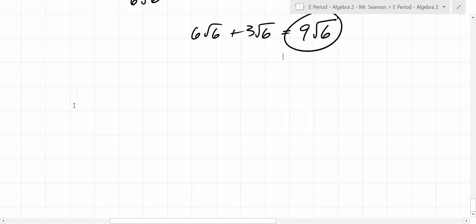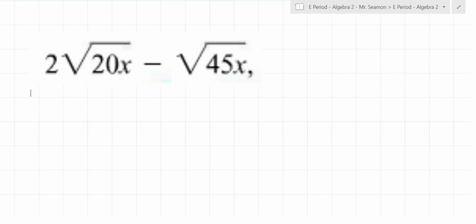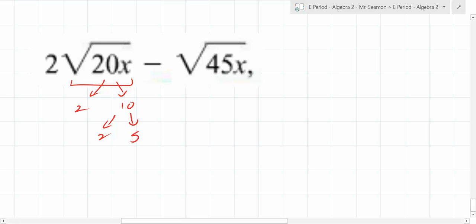So on this one, do we have just apples? Yeah, we don't. What's underneath the radical is not the same in both cases, right? So we should try to simplify. On this one, what number are you factoring under there? 20. What can you pull out first? 2 and 10, 2 and 5. So what can we pull out? 2. So we end up with 2 times 2, which is 4, right? Square root of 5x. The x is still in there, right?